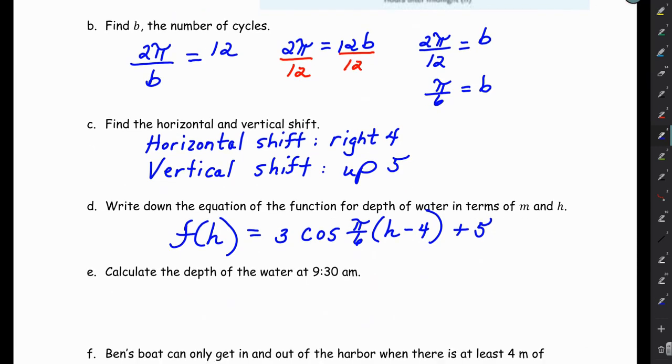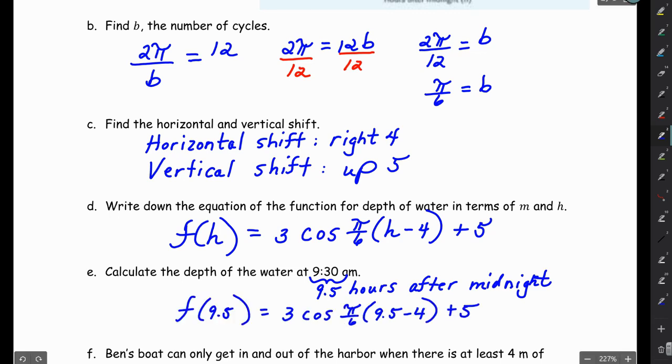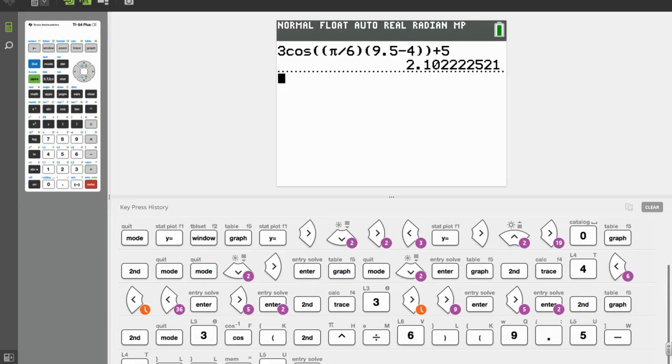Letter E says, calculate the depth of water at 9:30 a.m. Well, 9:30 a.m., that's 9.5 hours after midnight. So that means we're going to be putting an input value of 9.5 into our equation. We're going to put that into our calculator. And we get a value of 2.1, and depth is in meters, so we want to make sure we include units when we write out this output value.